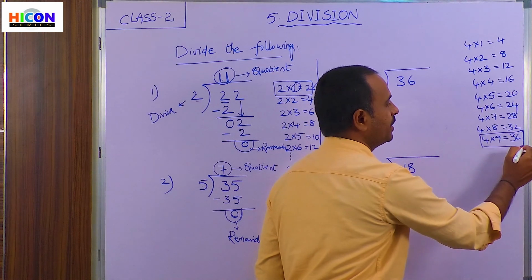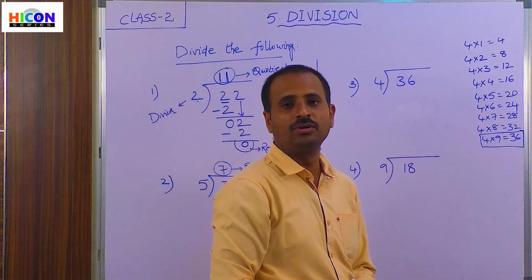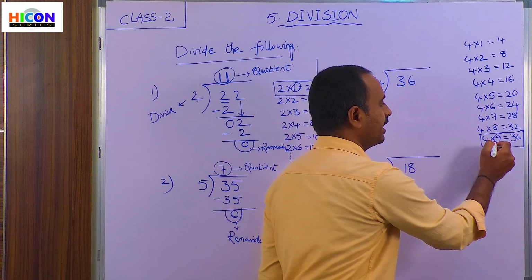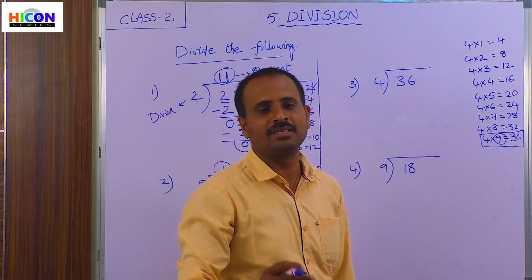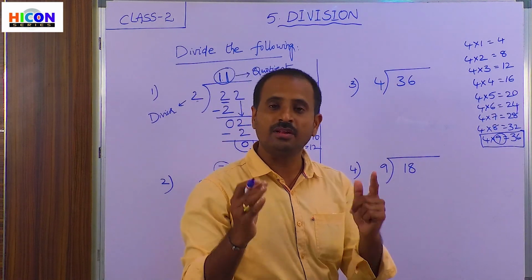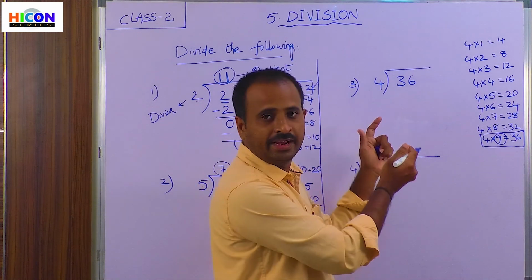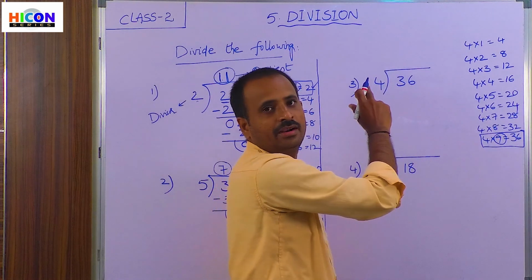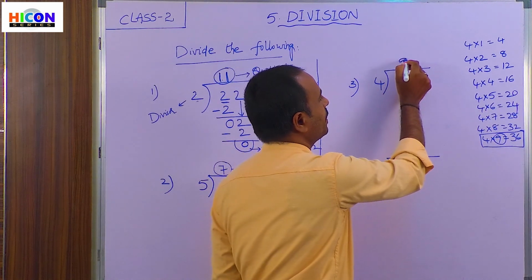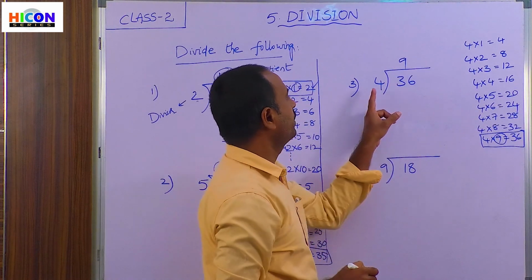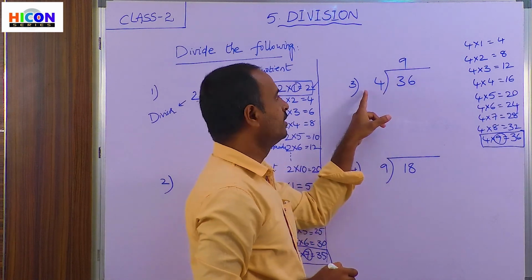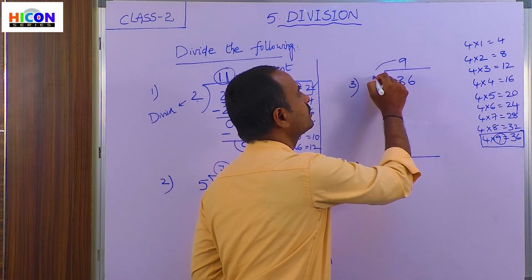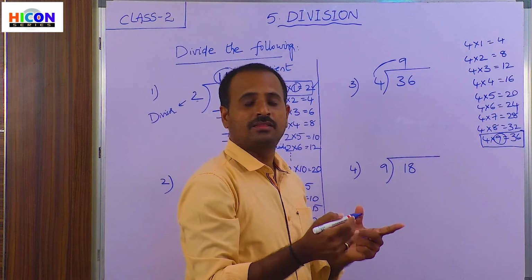So when did the number 36 come in the fourth table? If you take 9 times, we will get the number 36. So how many times? 9 times. So write 9 in the quotient on the line above the dividend. Write 9 here and multiply 4 and 9. That is 4 9s are 36.